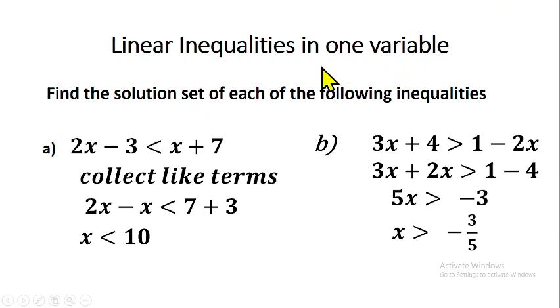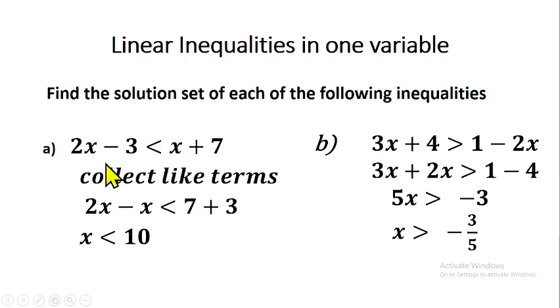We know that a linear equation is an equation with the highest power of the unknown being 1. That is, when the highest power of the unknown in the equation is 1, it's a linear equation, whether one variable or two variables. But in this case, we are talking about one variable only. That's why you're having only x. And these are linear inequalities, not equations, because we have this inequality sign here. So it is no longer an equation, rather it is an inequality.